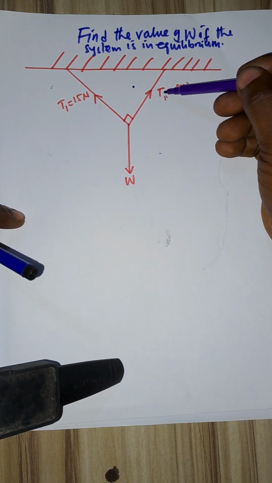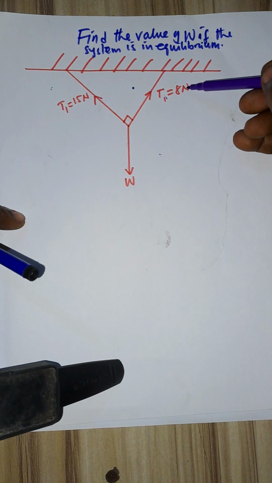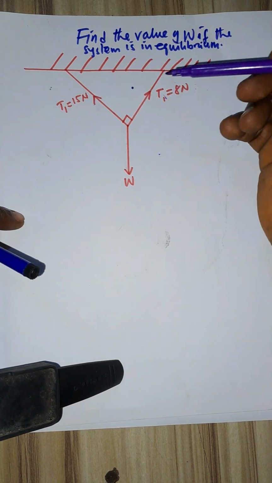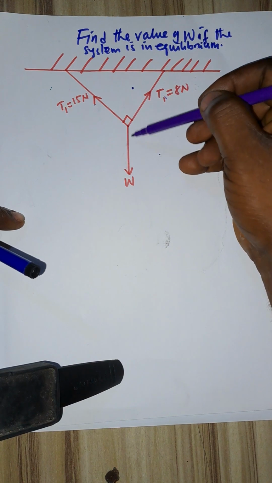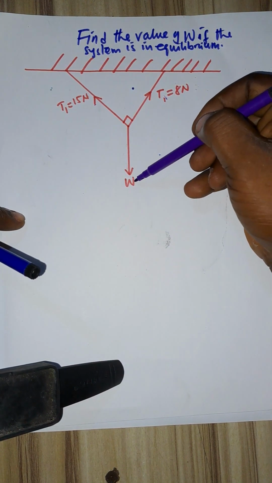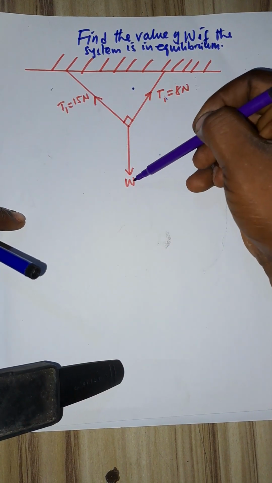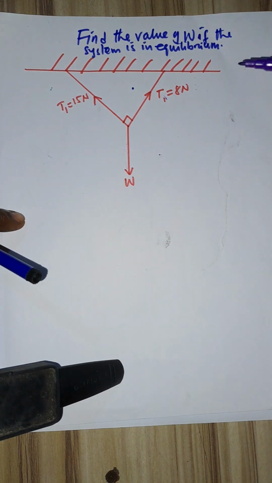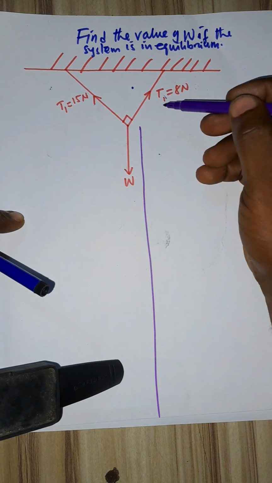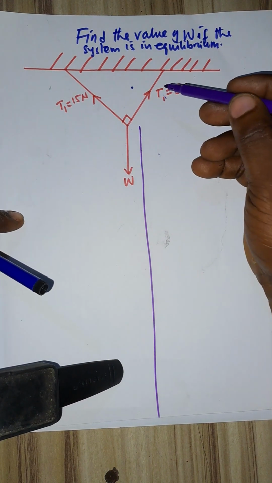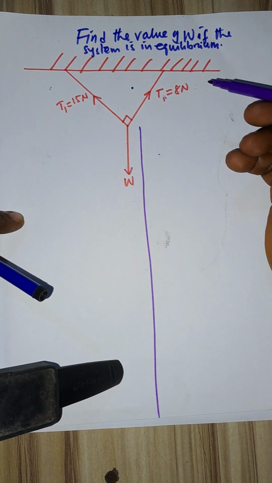This force T1 is 8 Newton, and the second force T2 is 15 Newton. So these two tensions are being balanced by this weight, and so the magnitude of their resultant must be equal to this. Let me divide this into two. I will use the parallelogram law of forces and triangular forces to solve it.